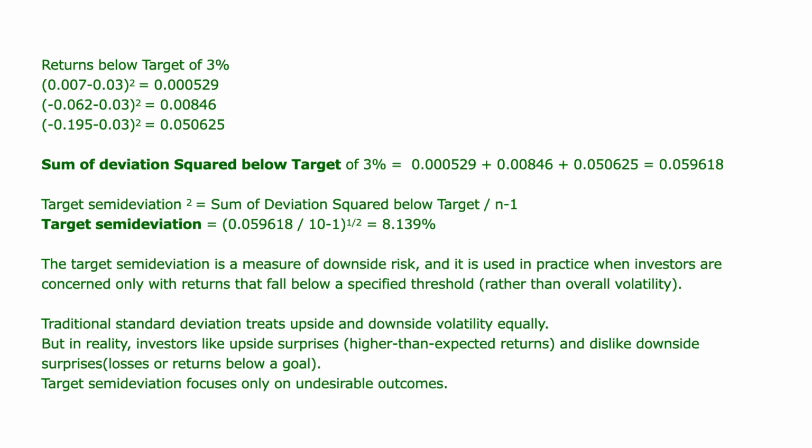Square each deviation. Sum squared deviations equals 596.18. Divide by n-1 and take square root equals 8.14%. Semi-deviation is always lower than or equal to standard deviation, since it only counts losses.